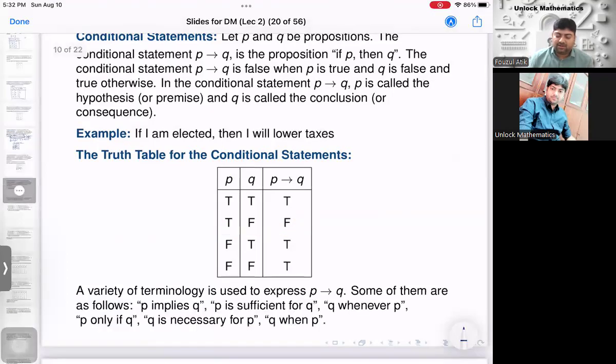Now this P imply Q has some more terminology. We already understand that it means if P then Q, but sometimes you may say the equivalent statement P implies Q, or you can also say P is sufficient for Q. You can also say Q whenever P, or Q is necessary for P, or Q when P. So these are some different terminology you can use for the same conditional statement. I hope it is clear.